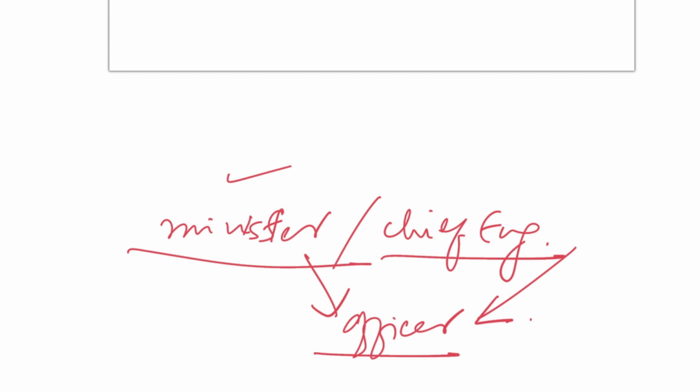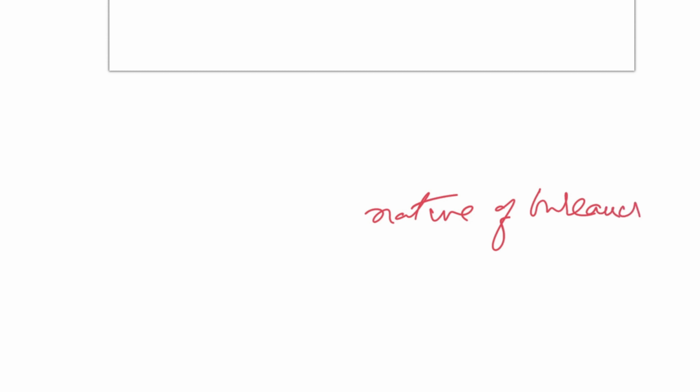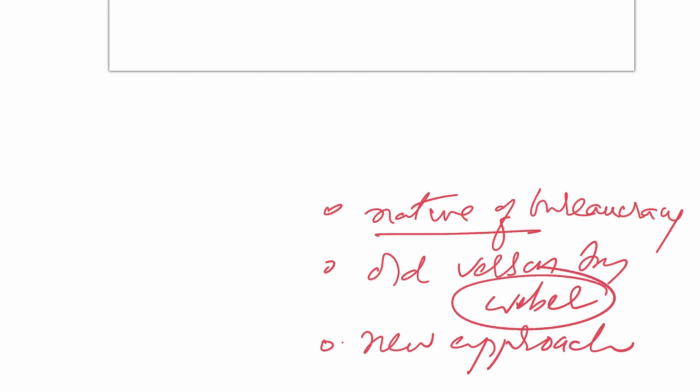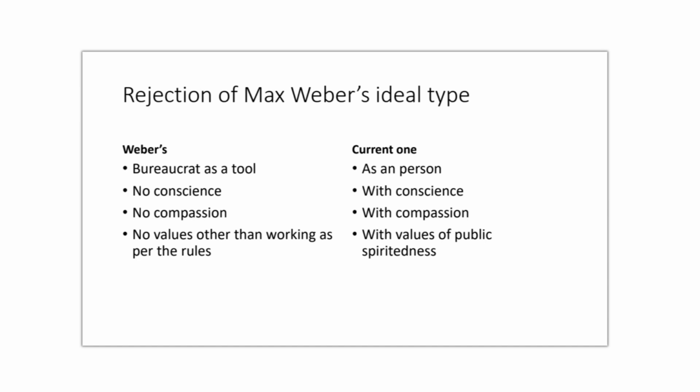So here there are issues related to what is supposed to be the bureaucracy. There are theories related to the nature of bureaucracy. What was the old version as thought by Weber, and what is the new approach? Weber is an important thinker in this context. So let us see what Weber said.